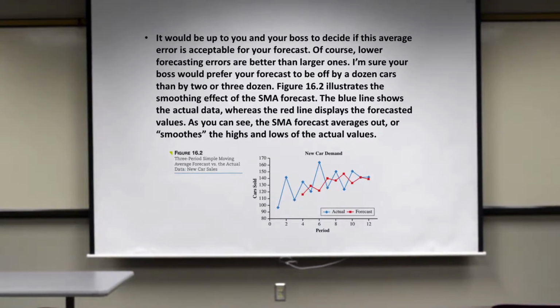It would be up to you and your boss to decide if this average error is acceptable for your forecast. Of course, lower forecasting errors are better than larger ones. I'm sure your boss would prefer your forecast to be off by a dozen cars than by 2 or 3 dozen. Figure 16.2 illustrates the smoothing effect of the SMA forecast. The blue line shows the actual data, whereas the red line displays the forecasted values. As you can see, the SMA forecast averages out or smooths the highs and lows of the actual values.